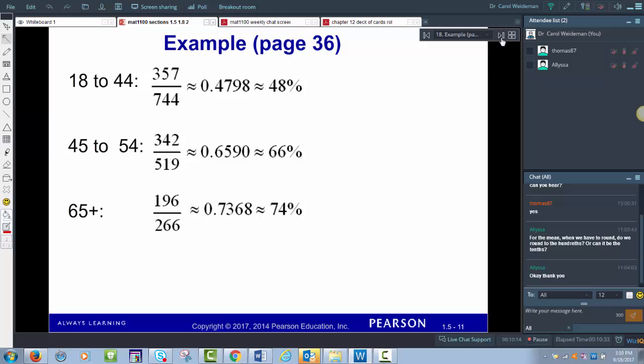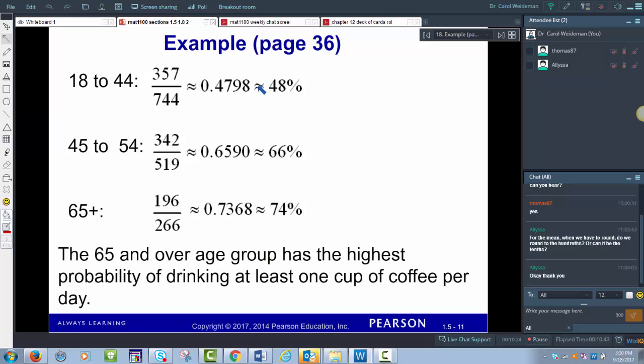So if we want to interpret this, we say that the 65 plus group is the most likely to drink at least 1 cup of coffee per day. 74% of them do, about 3/4. And the youngest group is the least likely. So there's a little interpretation.